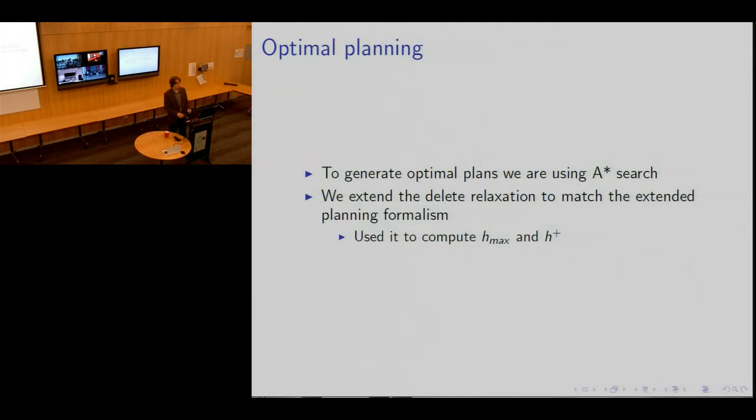So we wanted to implement optimal planning on our types of problems. For this, we are relying on A-star search. So what we needed is to find some sort of heuristic to guide the search. And for that, we've extended the delete relaxation, and we used it to compute optimal delete relaxed plans. We used the cost of the optimal delete relaxed plans as a heuristic cost estimate to guide our A-star search.